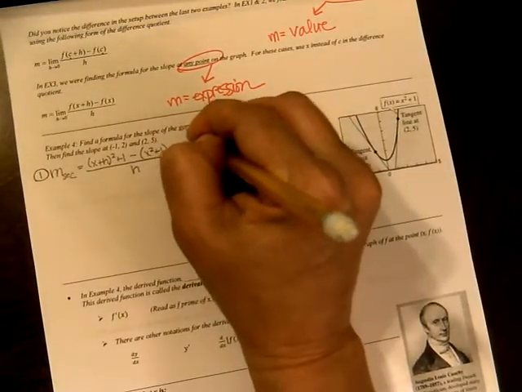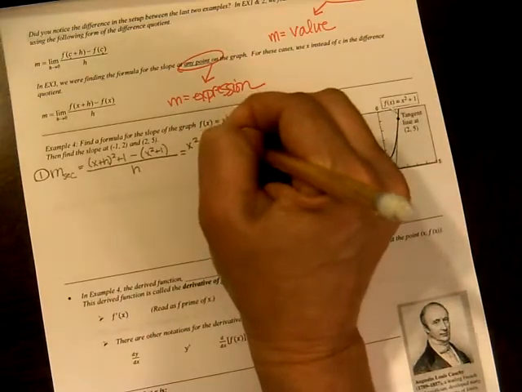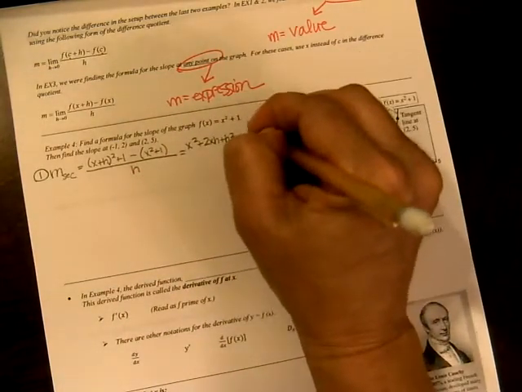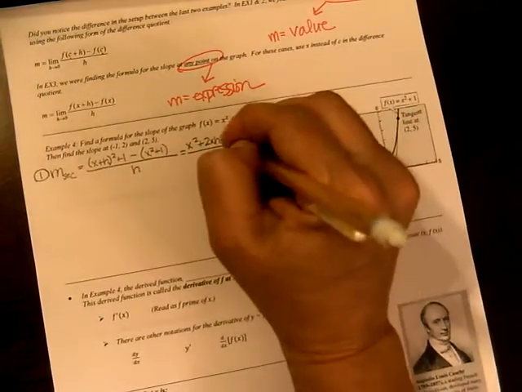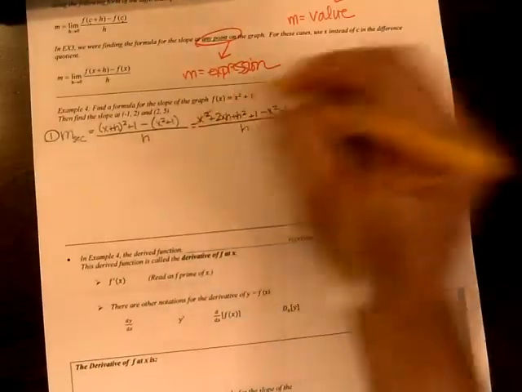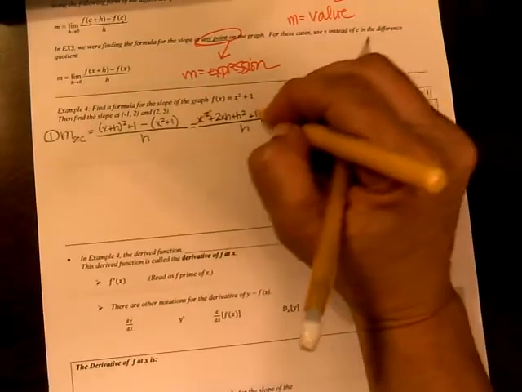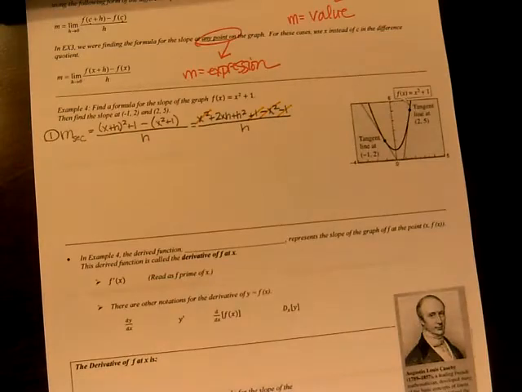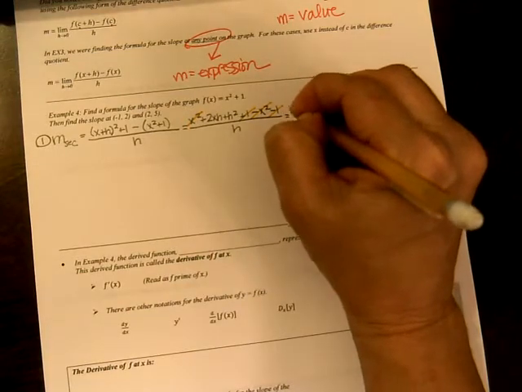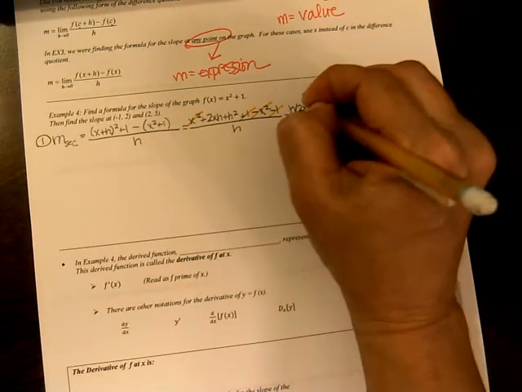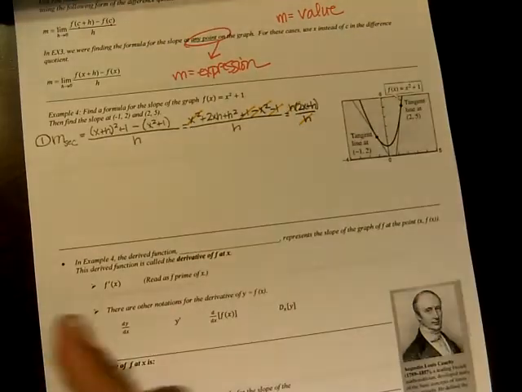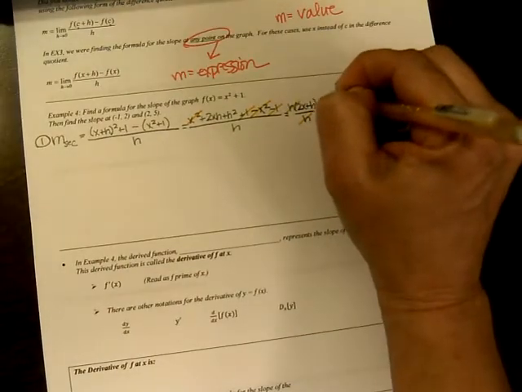So if we flesh that out, I get x squared plus 2xh plus h squared, and then plus 1. And then I can distribute the negative: negative x squared minus 1, all over h, and let's see what cancels. So up here I've got the x squareds and the 1s cancel, and here I can see that I have 2xh plus h squared. To save a little bit of time, I can factor an h out to get h times 2x plus h over h.